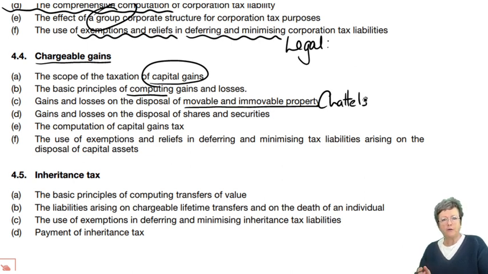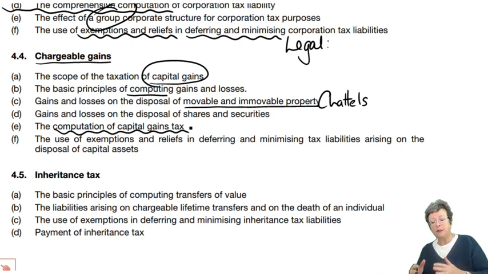Shares, securities. How to work it out. How to work capital gains tax out. And then again, the same sentence you notice there: exemptions and reliefs for deferring and minimising. There are lots of reliefs for capital gains tax, because capital gains tax is actually a very simple tax to work out. The rules are very simple.